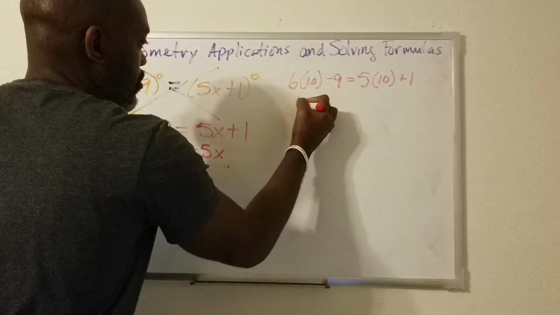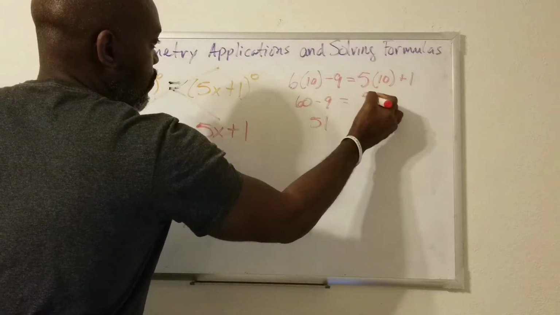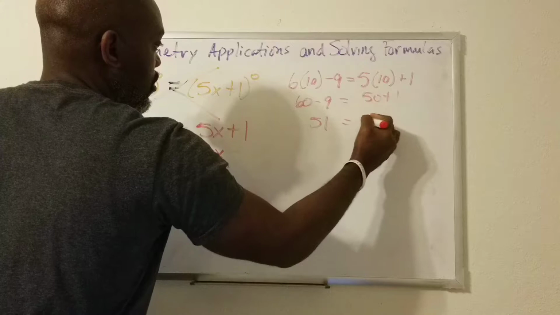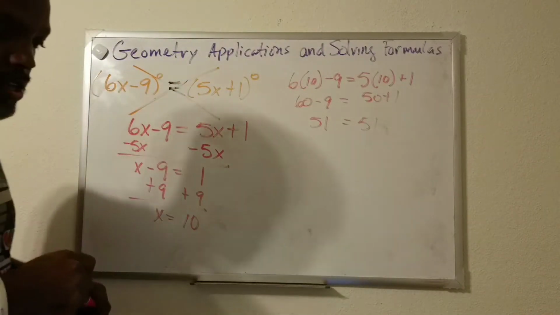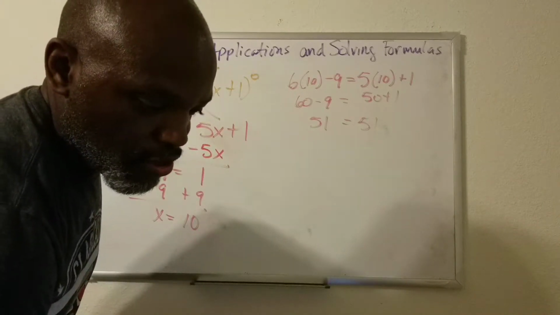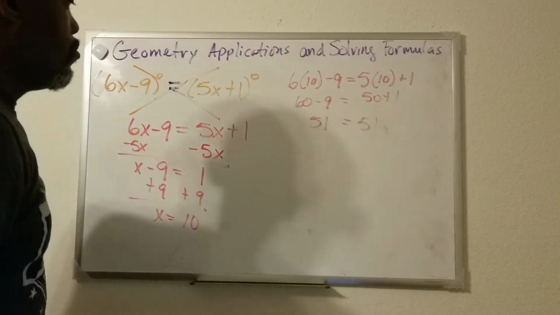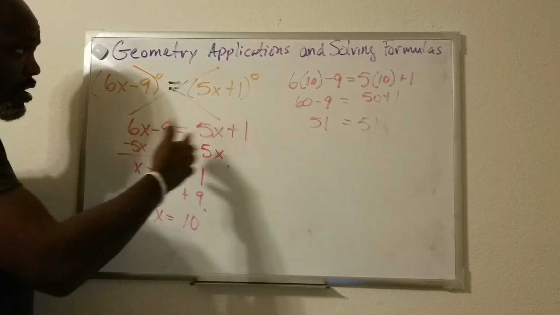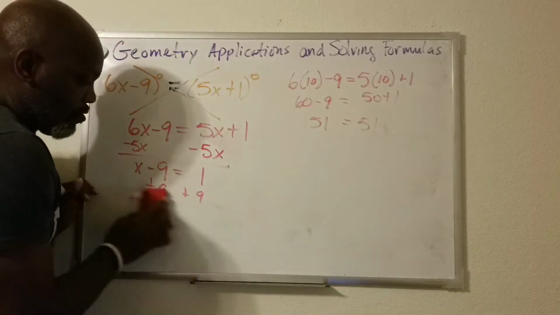Okay, so this is 60 minus 9. That's 51. This is 50 plus 1, and that's 51. So the angles are 51 degrees. Okay? That's why we talk about checking your work, because as these problems get a little more challenging, you're not going to have a choice. Like in this, you don't have a choice. You have to check your work, because checking your work is the answer.